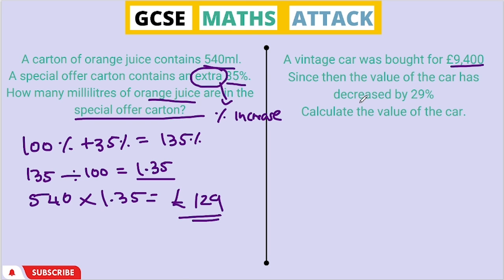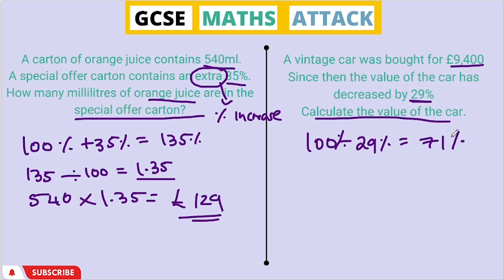A vintage car was bought for £9,400. Since then, the value of the car has decreased by 29%. Calculate the value of the car. You have 100%. You're going to decrease it by 29%, which basically means you're left with 71%. You need to work out your multiplier. So you need to divide 71 by 100, which is 0.71.